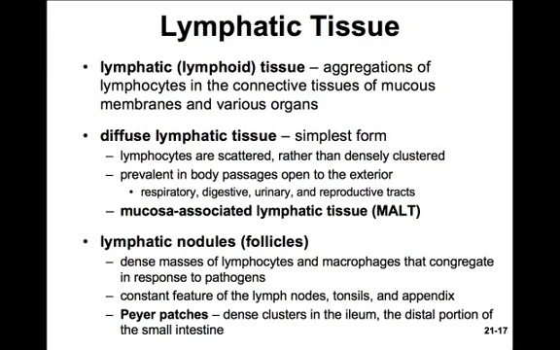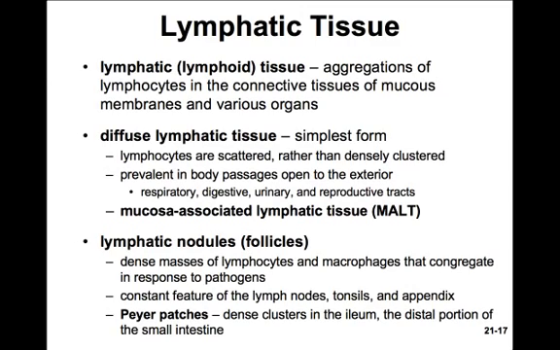The simplest form is diffuse lymphatic tissue. This is where lymphocytes are scattered rather than densely clustered, and they're particularly prevalent in body passages that open to the exterior environment. So that would include the respiratory tract, digestive tract, urinary, and reproductive tracts. In these tracts, it's called mucosa-associated lymphatic tissue, or MALT.